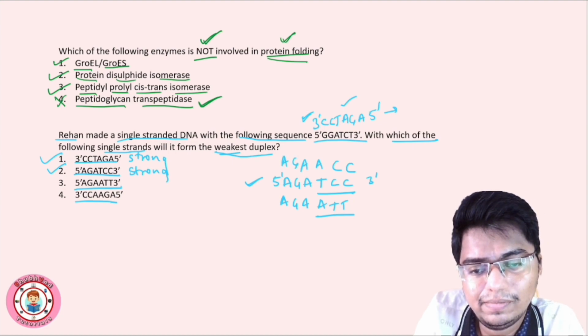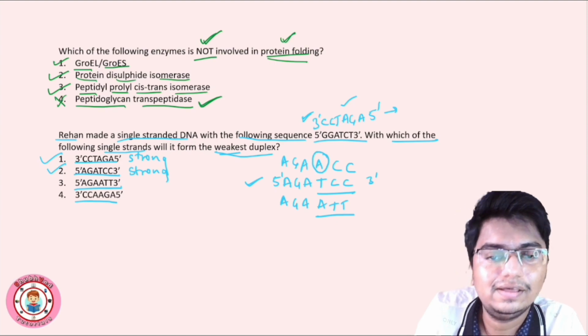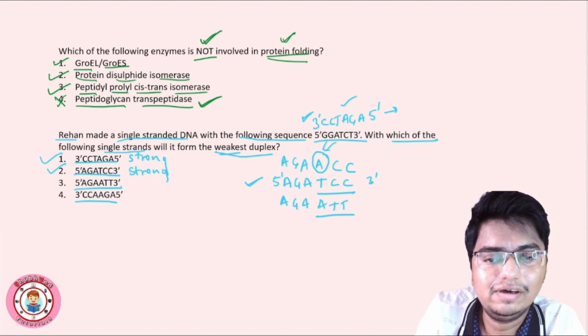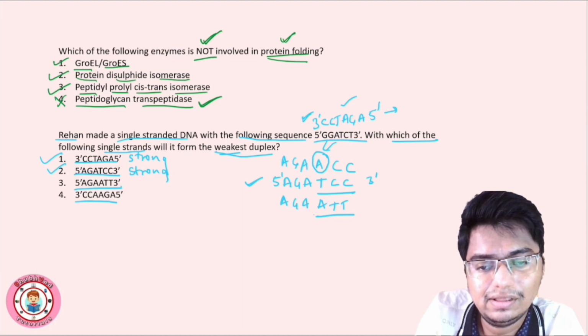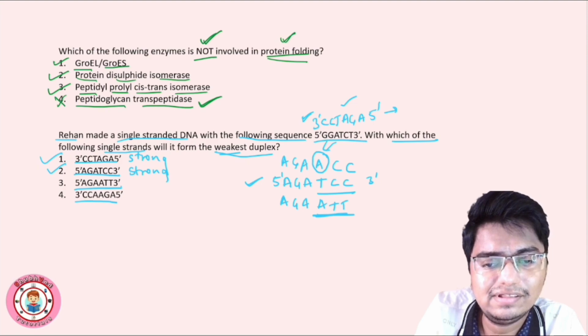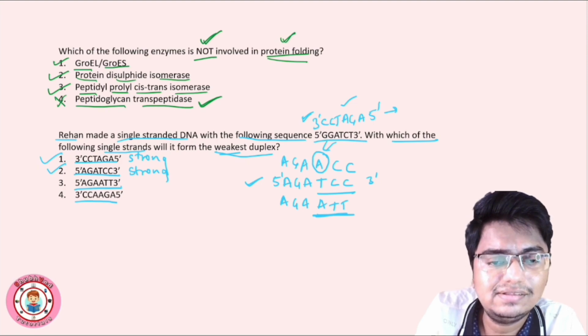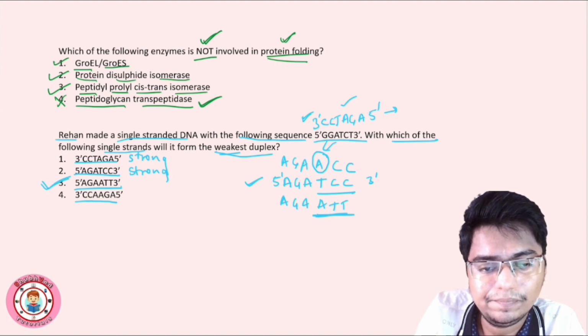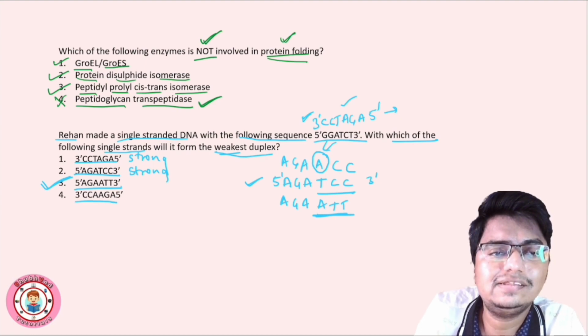So here there is only this thing, right? Only one is different here. So this will not affect as much as the other one will, because in that one 3 bases are different, while here only one is different. So thus the answer will be the weak duplex. We have to find out the weak duplex, so the weak duplex will be option number... Okay, like this you can solve.